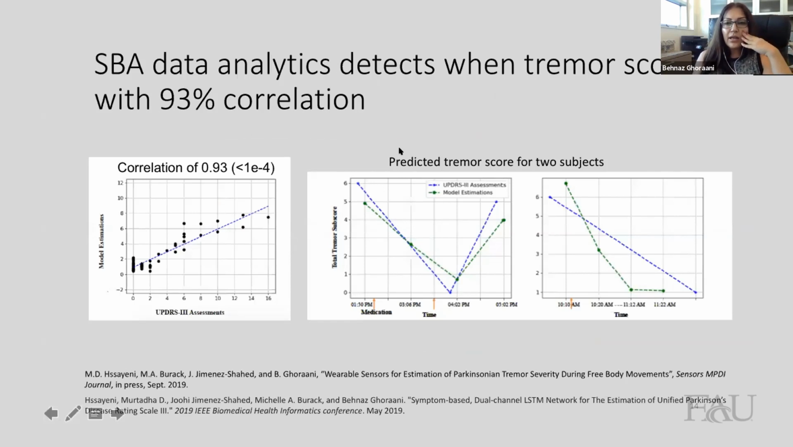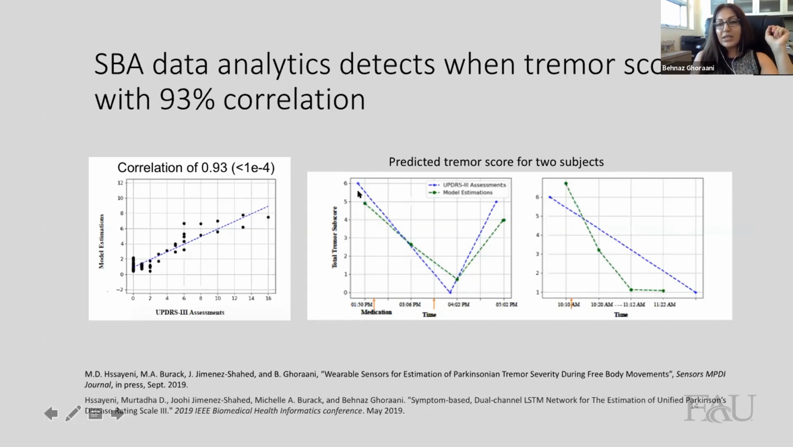Again, I'm not going into the algorithm, I'm giving more of just the results. We were able to develop algorithms that use these two sensors' data and detect, for example, the severity of tremor with a very high correlation with what the physician was assessing. The important thing here is how closely this green, which is our model estimate, is matching the blue one, which is what the physician estimated.